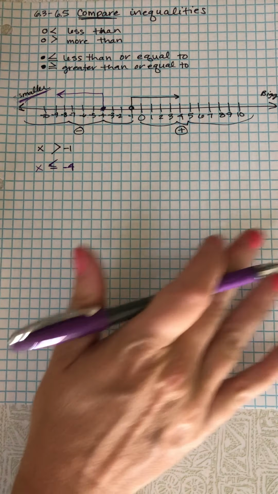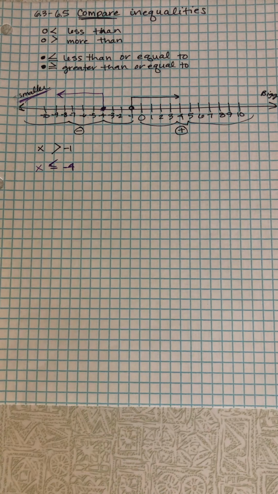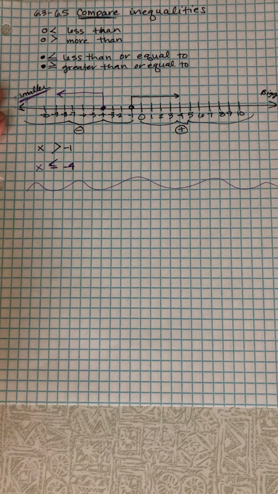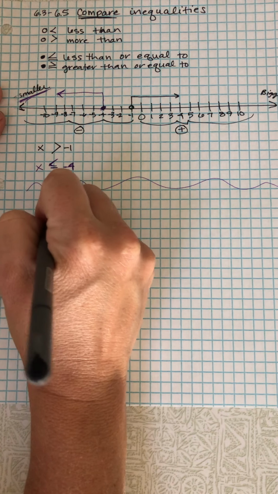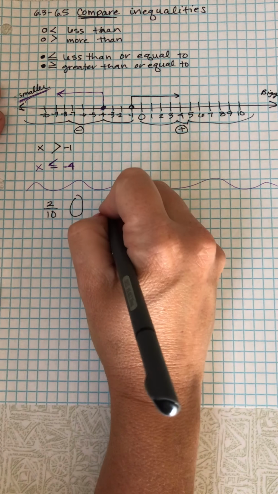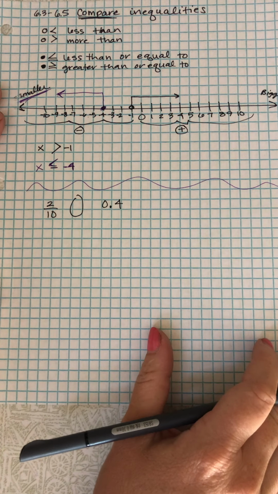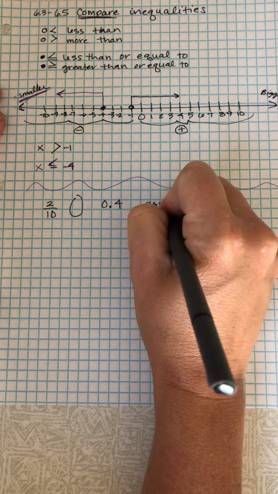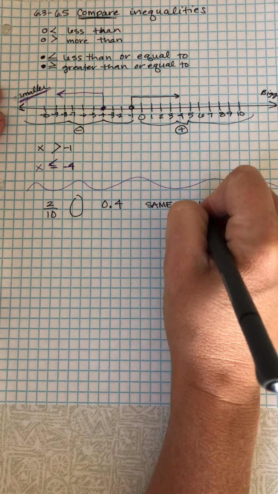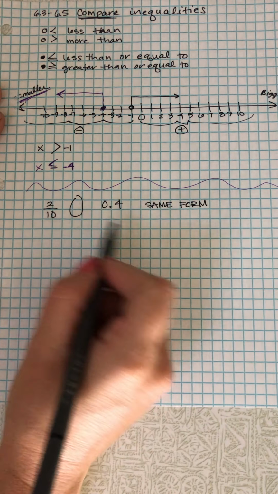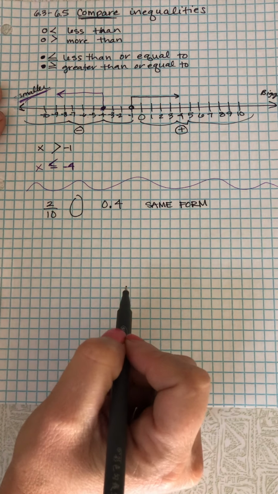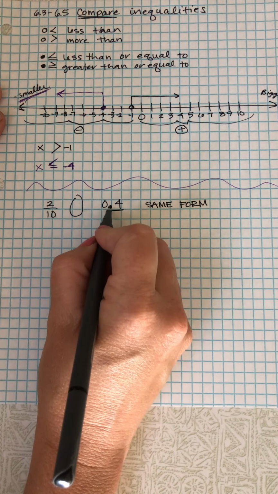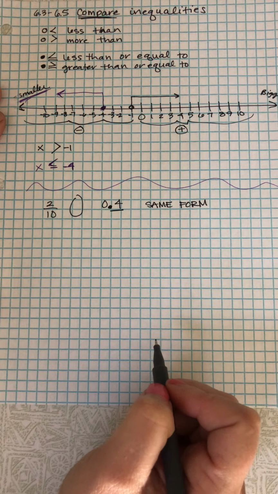Okay? This is what you're going to be working with today, along with comparing decimals, which we struggled a little bit with. Let's say we have 2/10 compared to 0.4. We can't compare them unless they're in the same form. So that means you need to either make them both fractions or you need to make them both decimals. And it doesn't matter which one you choose. The 4 is in the spot right after the decimal, which is the tenths spot.